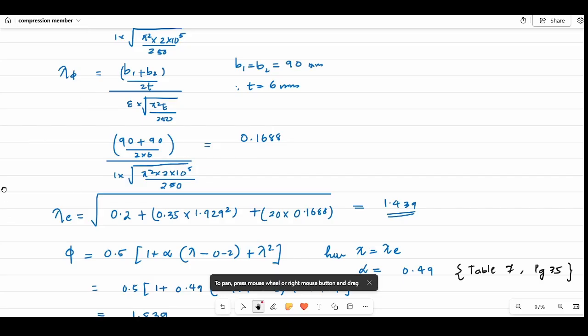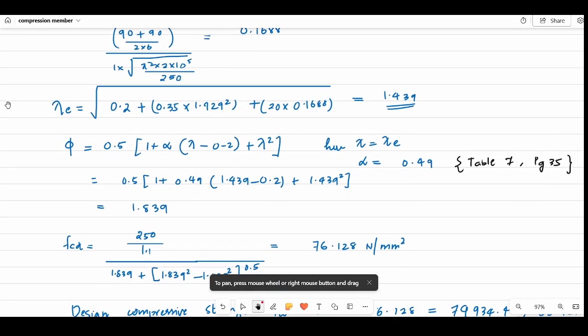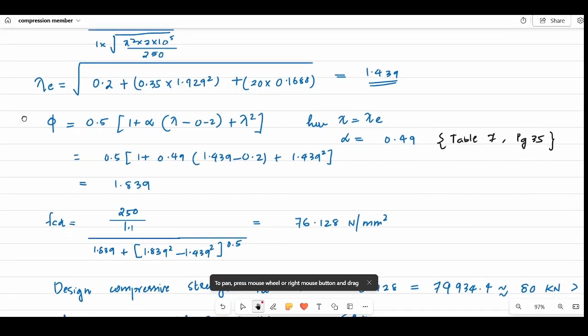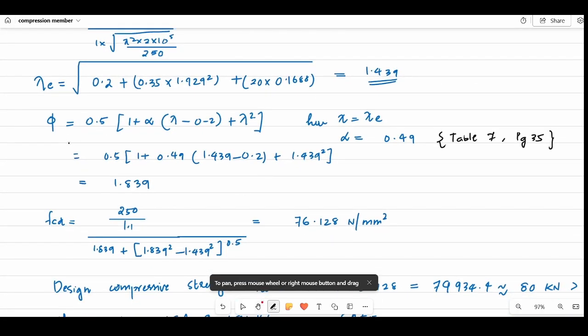Now what we have to do? Now we have to go back to our clause which is talking about the design compressive stress, which is 7.1.2.1, and here once we have lambda, we can calculate the value of phi. Phi is 0.5 times [1 + alpha (lambda − 0.2) + lambda square]. Here lambda will be the effective slenderness ratio for an angle section, and the alpha value is the imperfection factor, and this is given in table 7 of page number 35.